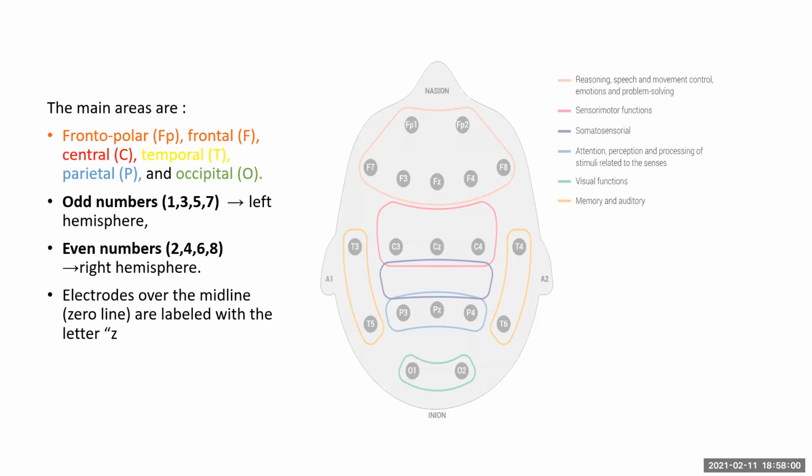For each of the circles, as you can see, it consists of one letter and also one number, for example F7, F3. This one letter represents the lobe itself: F for the frontal, C for the central. The number represents the side of the hemisphere. The odd numbers such as 1, 3, 5, and 7 represent the left hemisphere, and the even numbers 2, 4, 6, and 8 represent the right hemisphere. Electrodes over the midline are labeled with the letter Z, for example FZ, CZ, PZ, just like what you can see in the pictures.